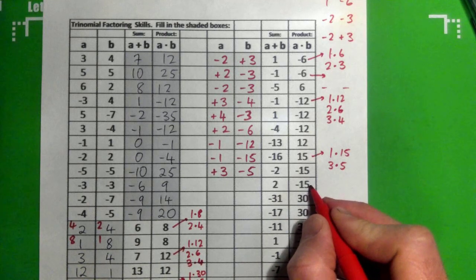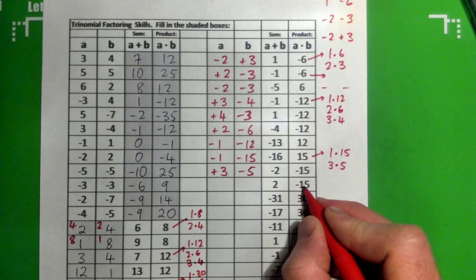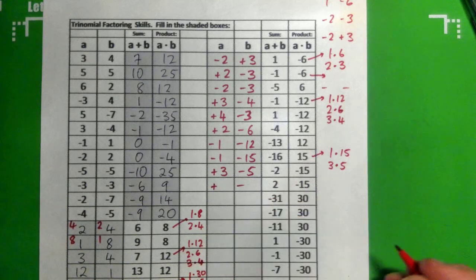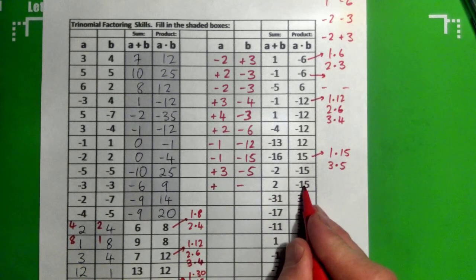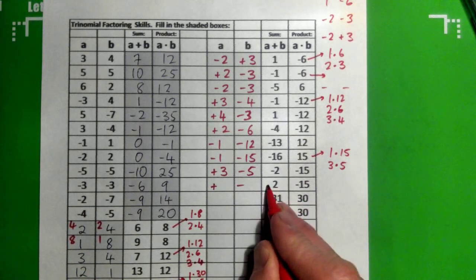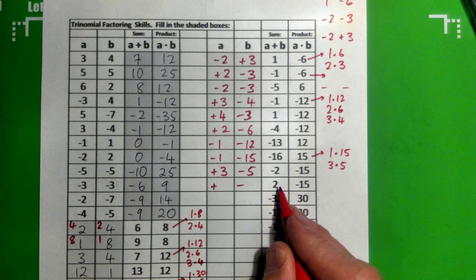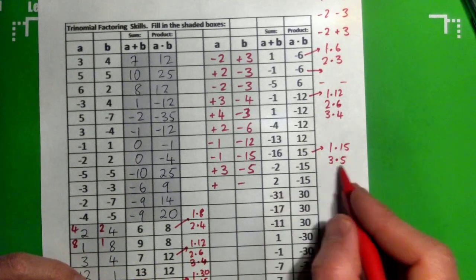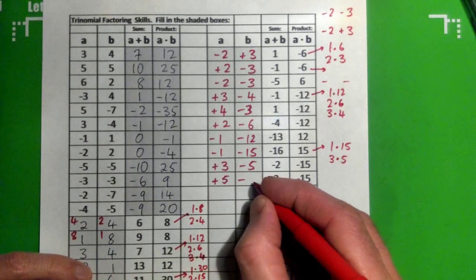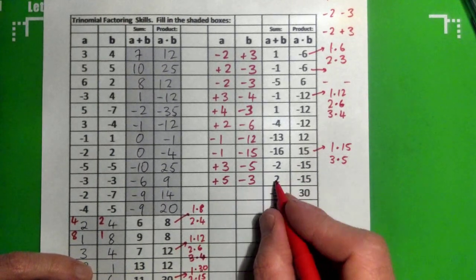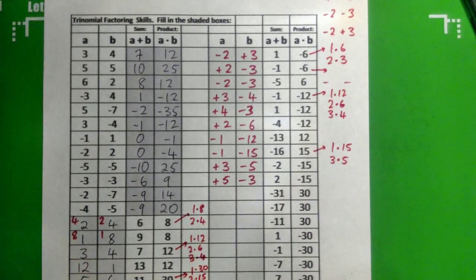Now here again, they multiply to negative 15, so one must be positive and one negative if it's going to multiply to give a negative, right? They add to positive 2. So there's a difference of 2 between them. Look at 5 and 3. How about positive 5 and negative 3? These guys add to positive 2 and multiply to negative 15, right?